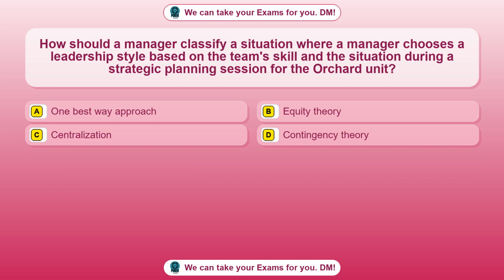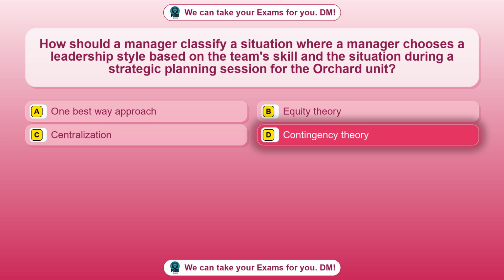Question 78. How should a manager classify a situation where a manager chooses a leadership style based on the team's skill and the situation during a strategic planning session for the Orchard unit? Option A, one best way approach. Option B, equity theory. Option C, centralization. Option D, contingency theory. The correct answer is option D, contingency theory.